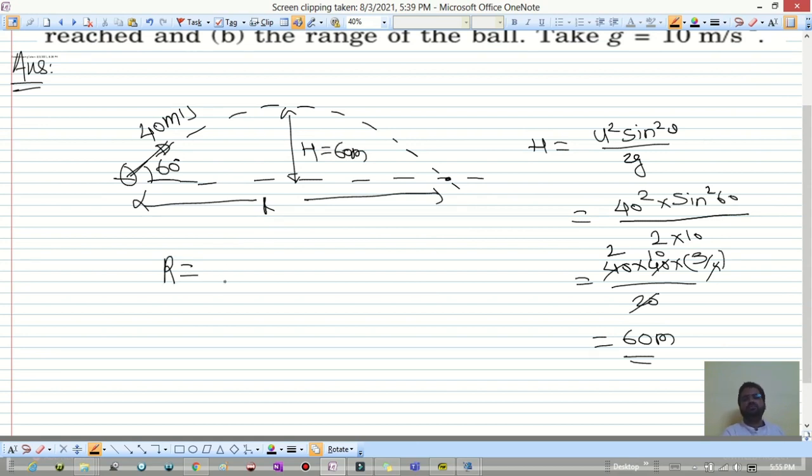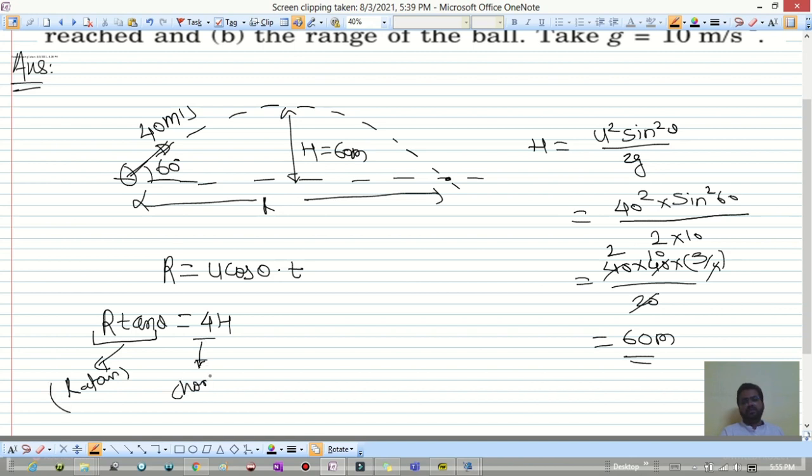So range we have is equal to u cos theta into whatever the time of flight is there, right? So what is u cos theta over here? Or else we can have one more relation between the r and h, and that is r tan theta is equal to 4h. And I told how to remember this. R tan is just like Ratan, right? And chor you can remember, and h you can remember like hai, right? Ratan chor hai. So you will remember this forever then, right? So try to remember by using this statement.